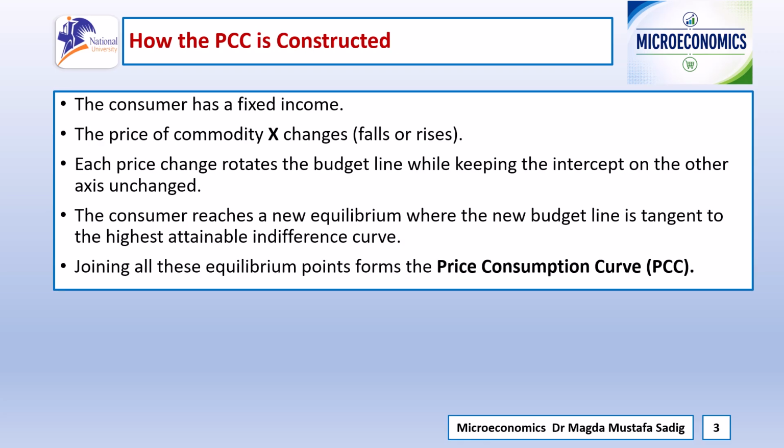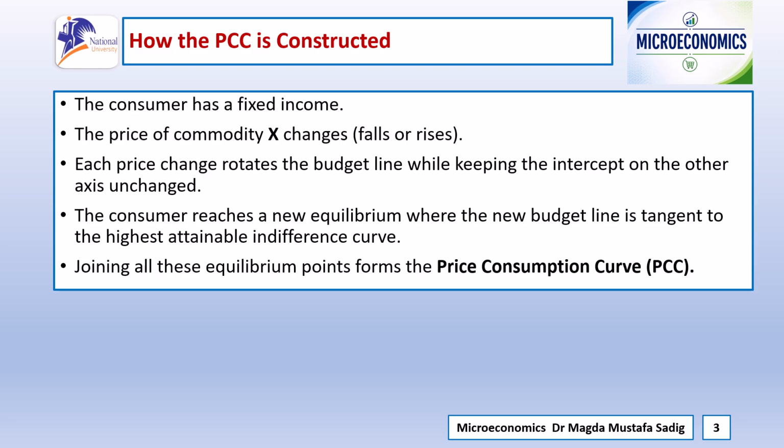How the PCC is constructed. Now let us see how we construct the PCC. First, assume the consumer has a fixed income. Second, the price of biscuits remains constant. Third, only the price of cheese changes. Every time the price changes, the budget line rotates, meaning that it changes its place. The consumer then chooses the combination of goods that gives the highest possible satisfaction, and this occurs when the budget line is tangent to the highest attainable indifference curve.